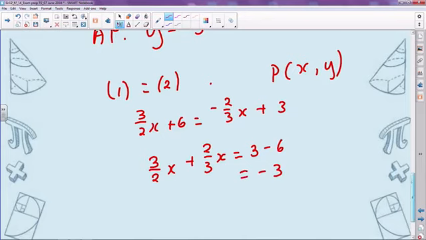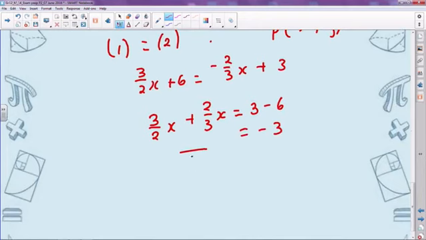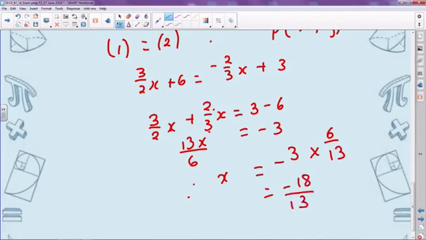3 over 2 plus 2 over 3, you can find an LCD there of 6, all right, and we multiply 3 by 3, so we get 9x, 2 by 2 gives me 4. So 9 plus 4 will give me 13x over 6 is equal to minus 3. So therefore, x is equal to, you divide both sides by 13 over 6. And remember, dividing by a fraction is the same as multiplying by its reciprocal. So we times by 6 over 13. And we see that x is going to give us minus 18 over 13.